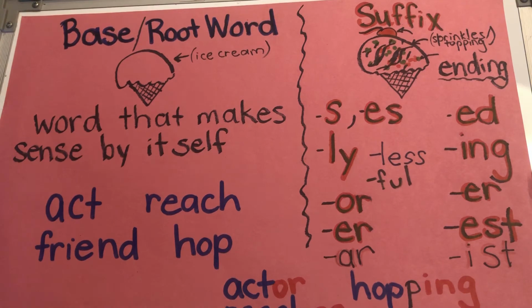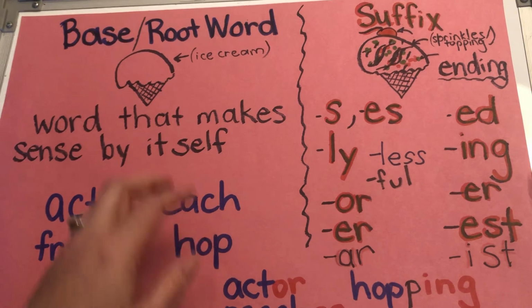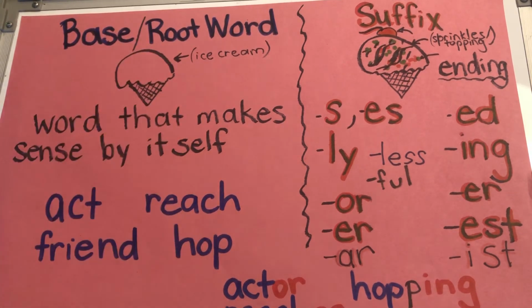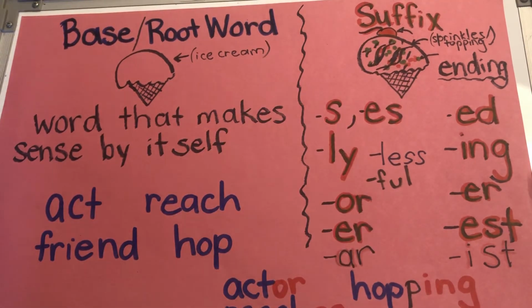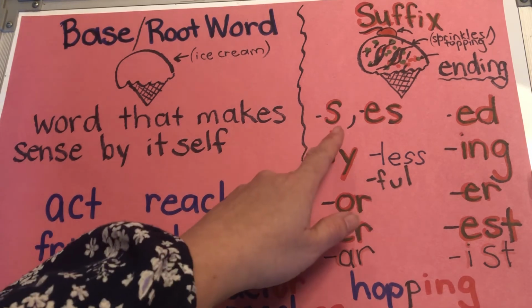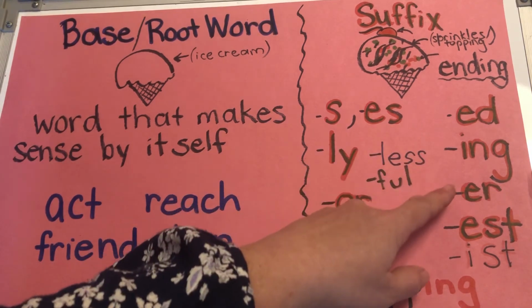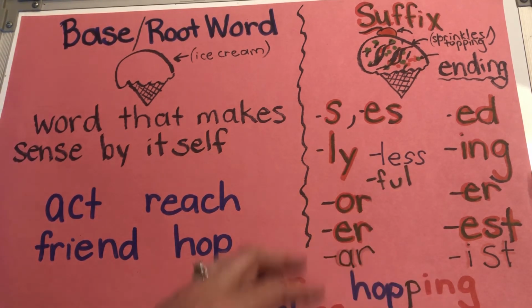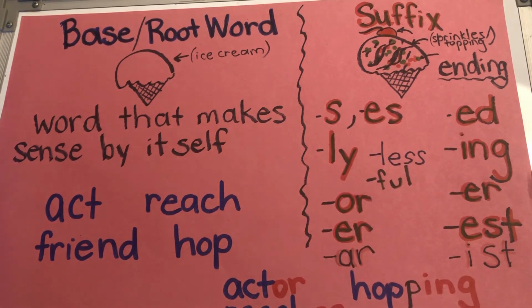And here again are some of our suffixes and our base and root words. Remember that the base word is kind of like the ice cream that's plain before you put anything on it. And you can think of a suffix as the toppings. Prefixes, maybe you can think of that as the cone. I don't know. But it's a word that makes sense by itself. Okay, it has to have some kind of meaning. All right, and the suffixes can be any of these things: s, es, ly, ed, ing, er, est, or, ar. We have gone over all of these before. I'm just reviewing them with you.